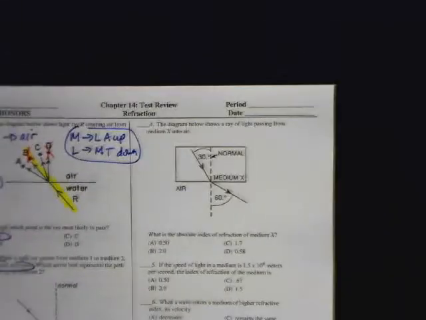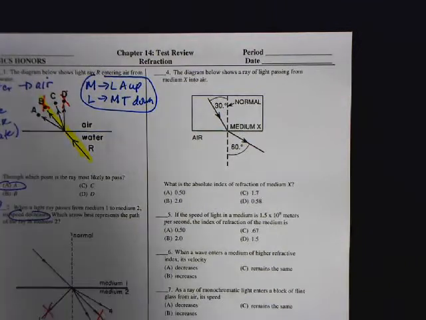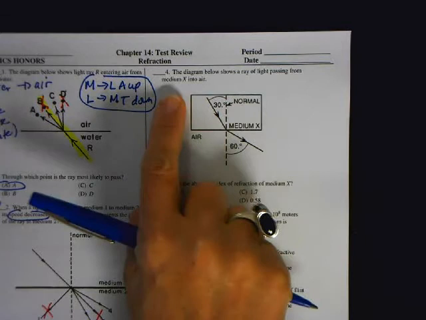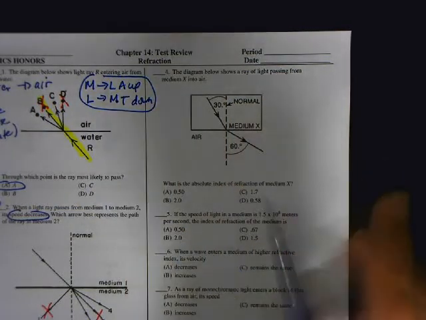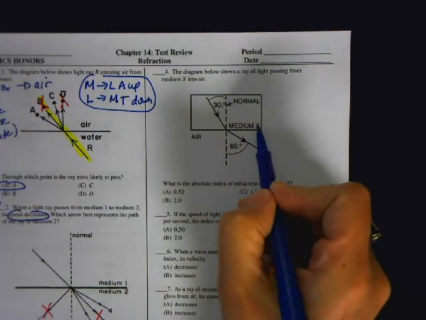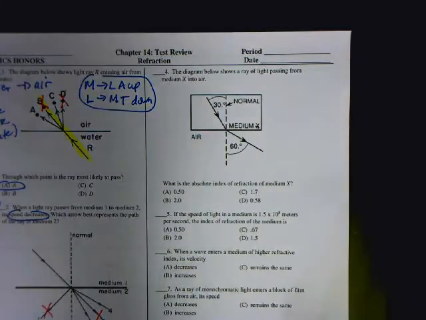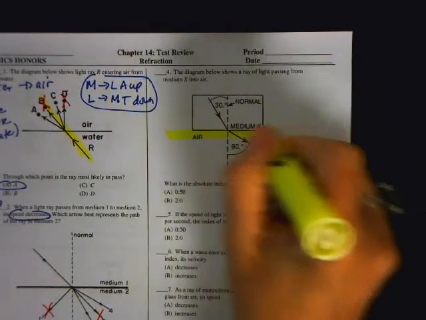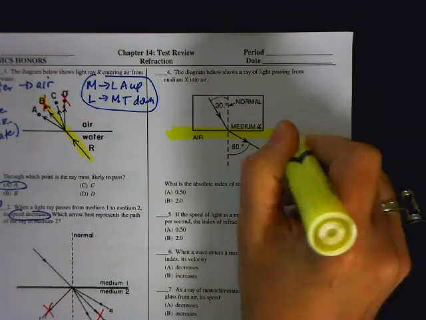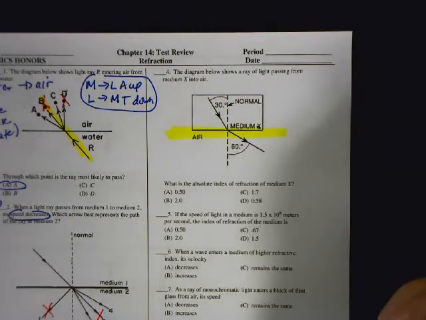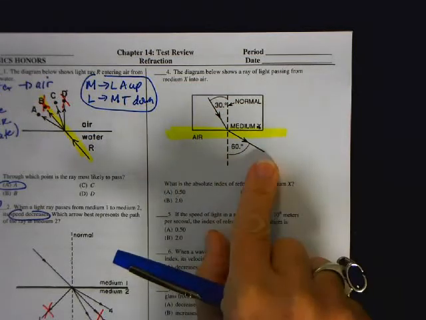All right, next one, number 4. The diagram below shows a ray of light passing from medium X into air. So this is medium X, and it's going from medium X into air. And if you have a difficult time seeing it, this is the boundary between the two mediums, and that's the normal. So now the question says, what is the absolute index of refraction? So this is where we're going to use Snell's law.